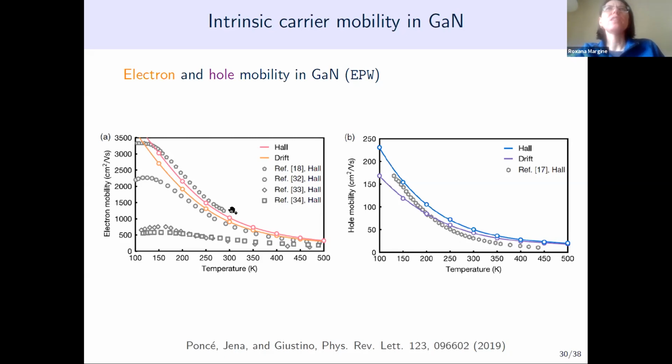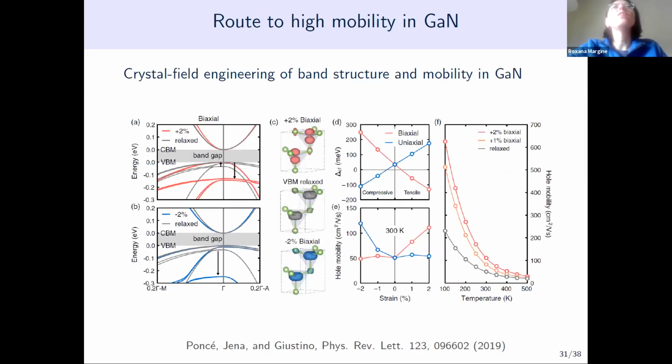In this study, Samuel explained the origin of this hole mobility due to a combination of heavy carrier effective masses and a high density of final electronic states available for hole scattering via low energy acoustic phonons. So using this understanding, they predicted that the hole mobility of gallium nitride could be increased by reversing the sign of the crystal field. And this is shown here.